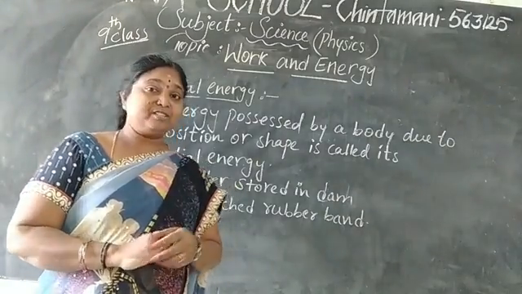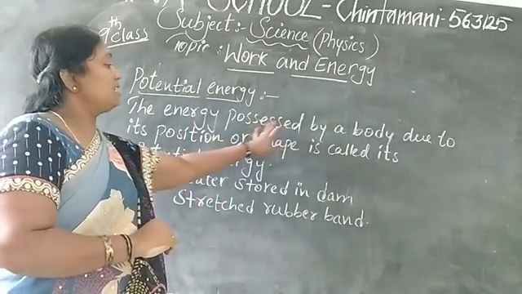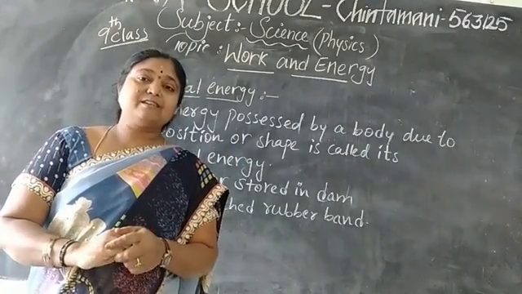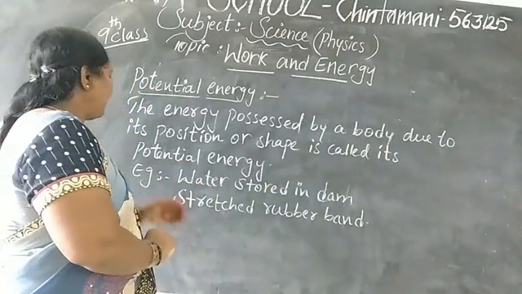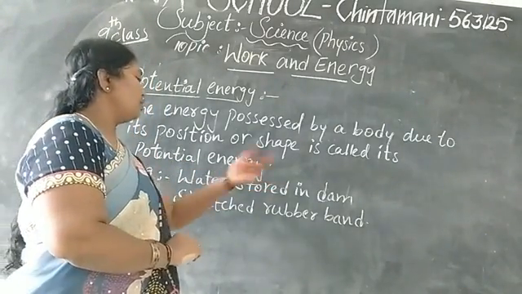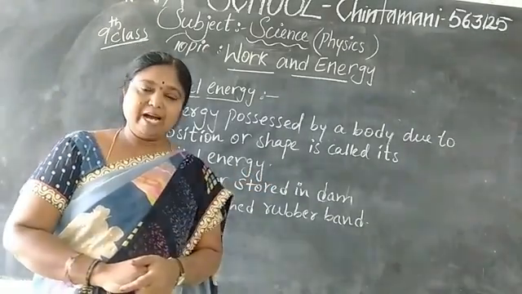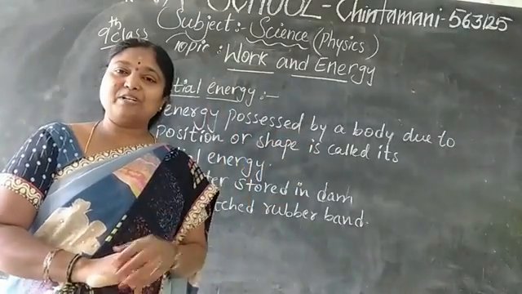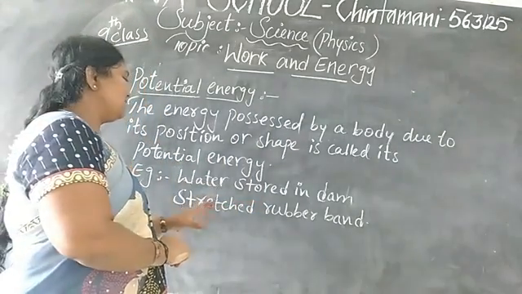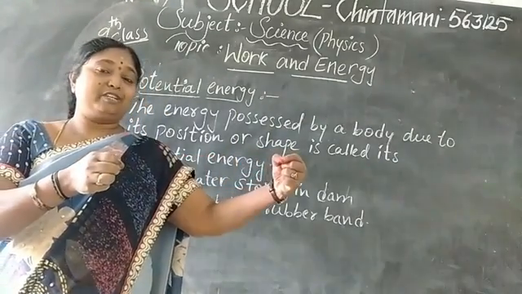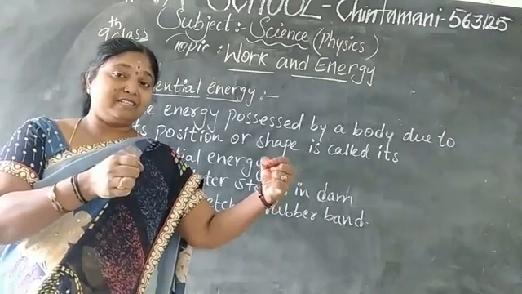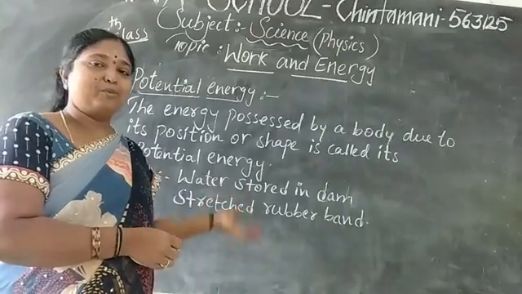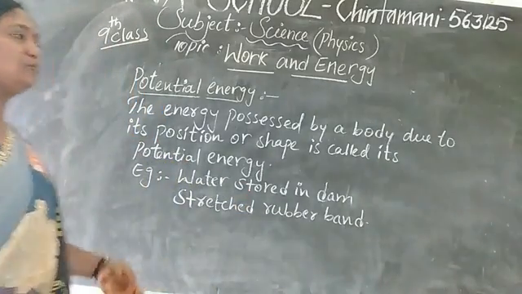What do you mean by potential energy? The energy possessed by a body due to its position or shape is called its potential energy. Example: water stored in a dam will have high potential energy, and a stretched rubber band is ready to release, but we are not going to release it. That is an example of potential energy.